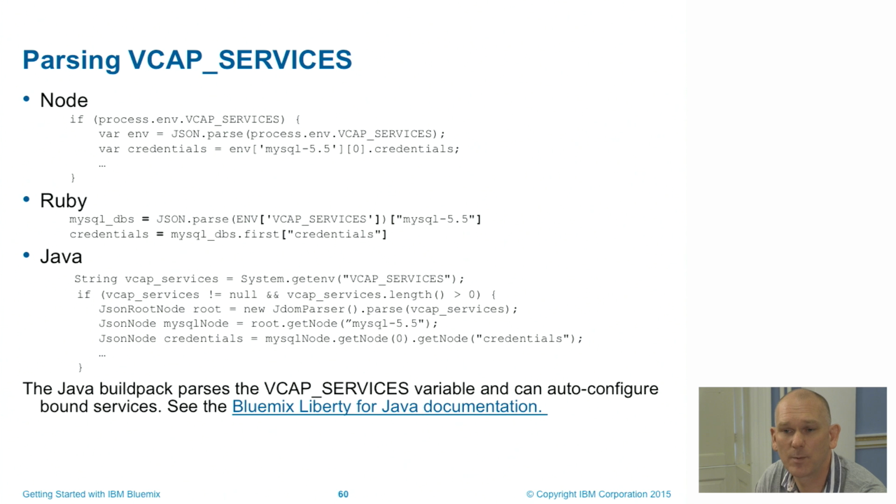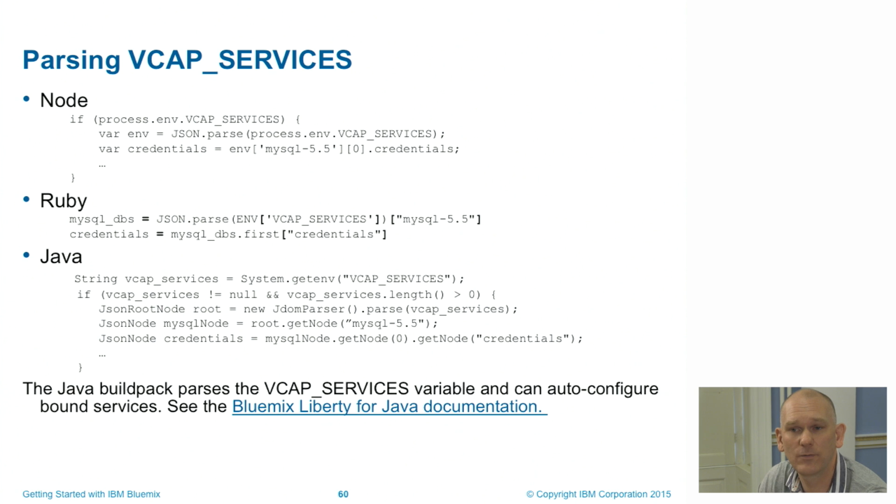Parsing out the environment variable in most languages is fairly simple. JSON is becoming the common format for REST APIs, so most languages will have a way or a library to parse out a JSON string. I put some samples on the slide here. Again, no error checking to make it simple, but you'll see that it's quite easy to parse out that JSON document. And what you're usually looking for is the credentials section, because that's where you will get the information of how to access the service, what host it's on, what port it's on, any user ID and password.